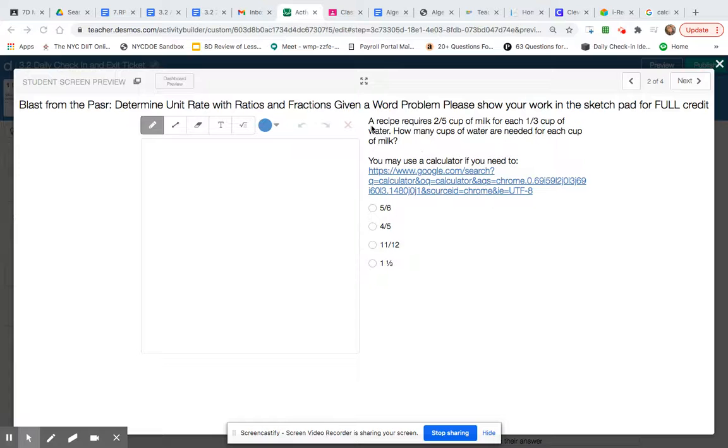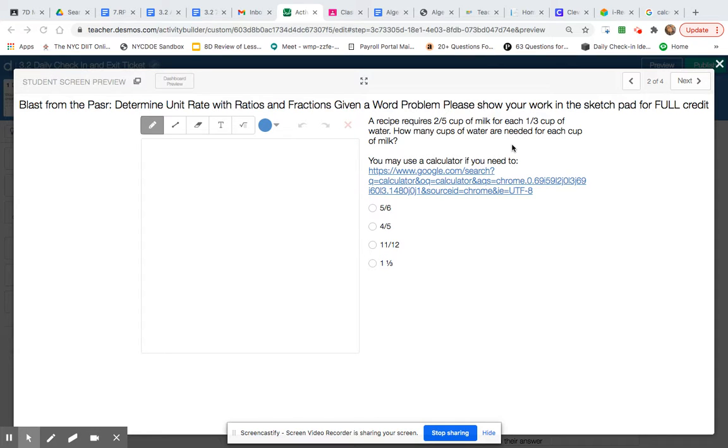Okay, guys, so we have the following problem. A recipe requires 2/5 of a cup of milk for each 1/3 cup of water. How many cups of water are needed for each cup of milk? And here's the calculator link that you need to use for your reference.